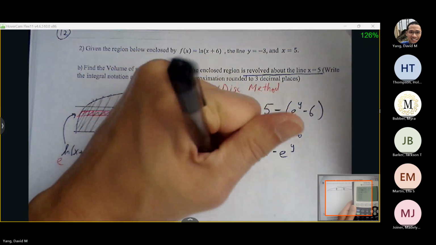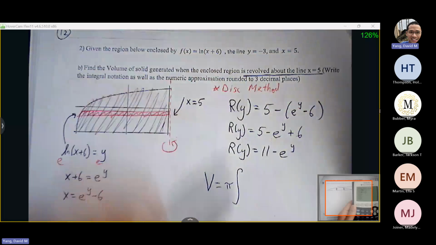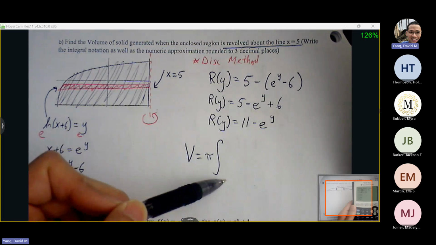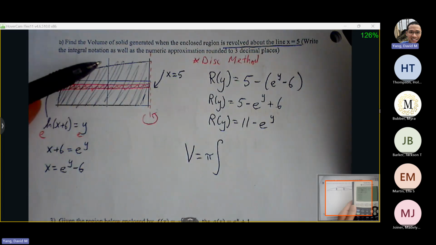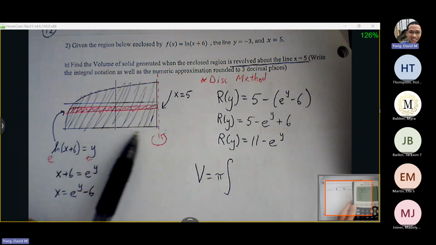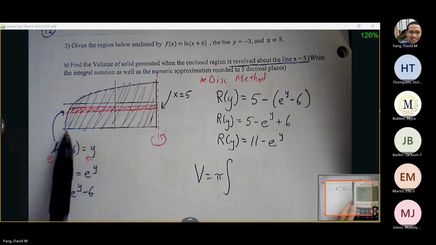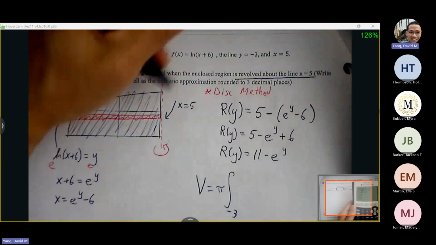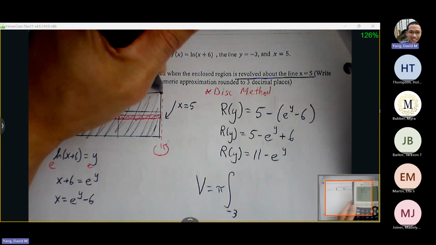Volume equals pi integral. What do we have to do with the bounds? In terms of what? What variable? Y. So lowest to highest, okay? So one of them is easy. The low one is easy. What's the lowest y value? -3. Okay.